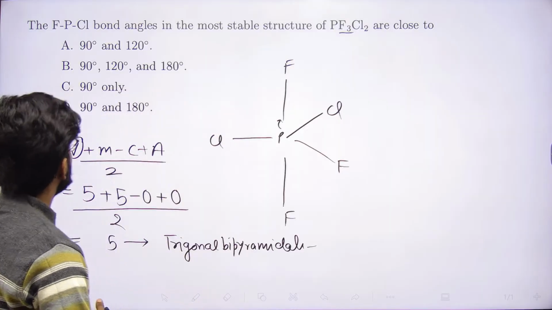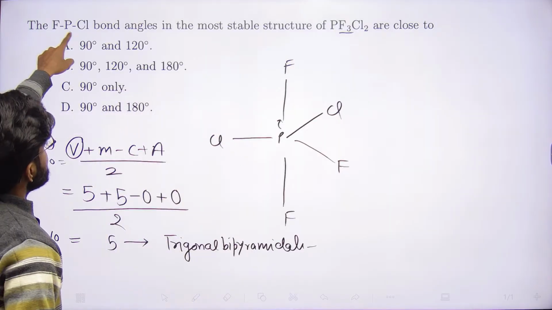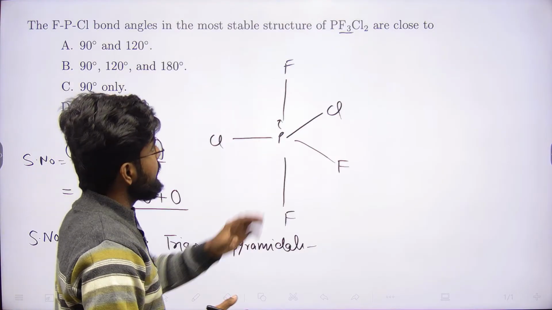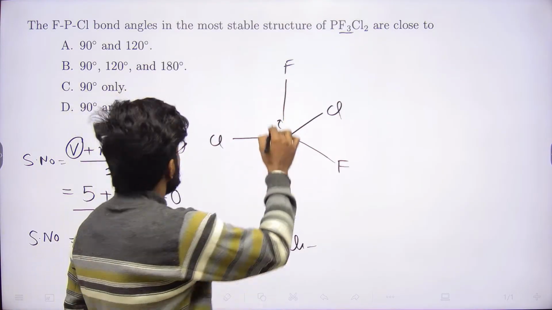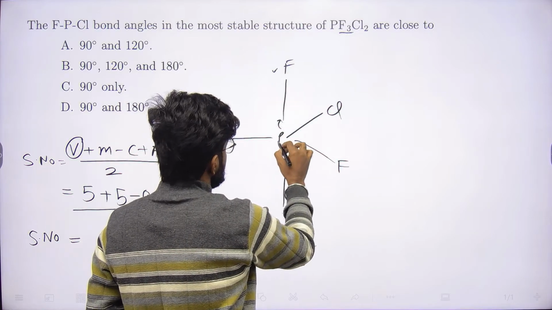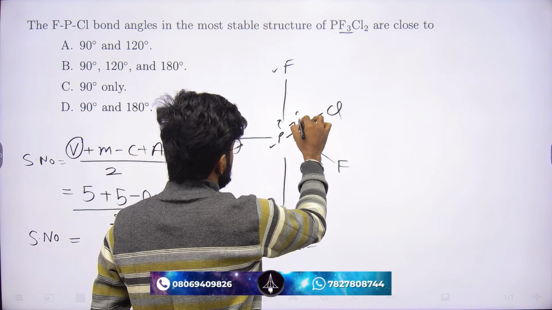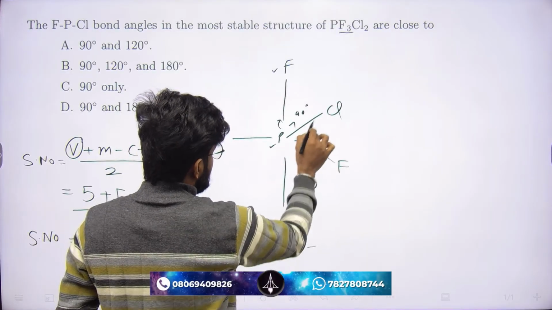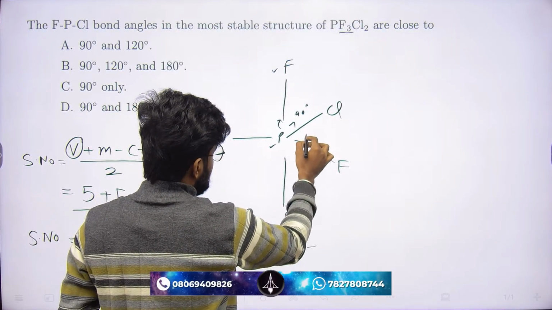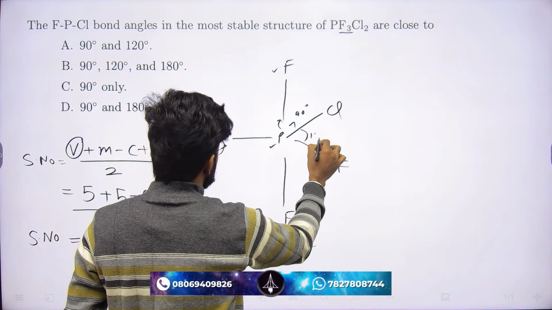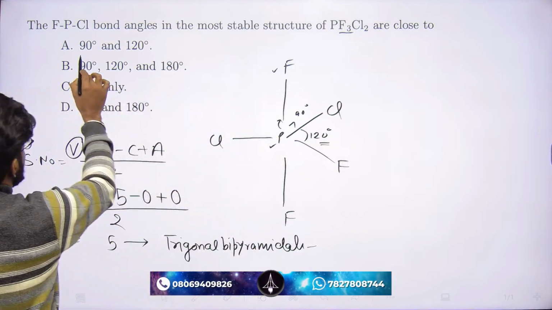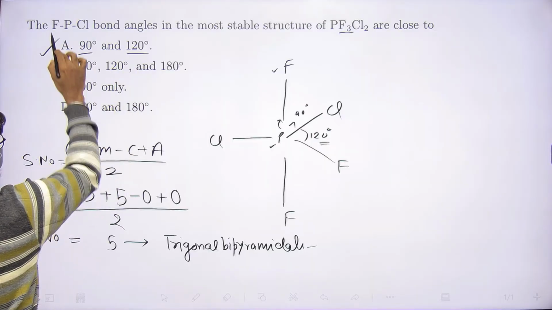Now what they are asking is: F-P-Cl bond angles in the most stable structure of PF3Cl2 are close to. So F-P-Cl, this is 90, right? And for F-P-Cl, the other type of angle that you are getting here is 120. So two types of angles are there, 90 and 120. So option A is correct.